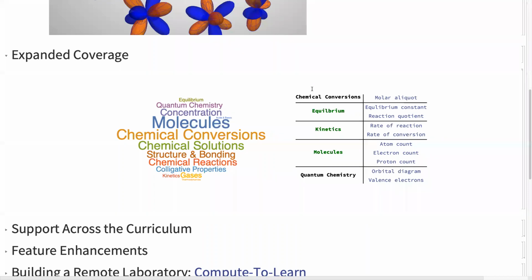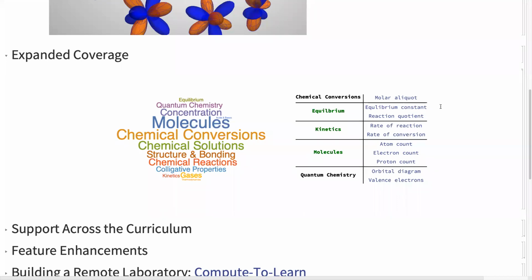In the chemical conversions, which is quite a popular feature that we have, we've added molar aliquots, and we're hoping to expand the aliquot support that we have going forward over the next year. In equilibrium, we now can take a chemical reaction, if it's balanceable, and not a fragmented chemical reaction, but if it's fully balanceable, then we can spit back the equilibrium constant and the reaction quotient.